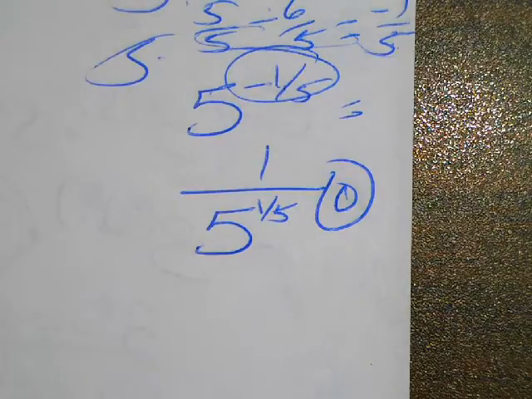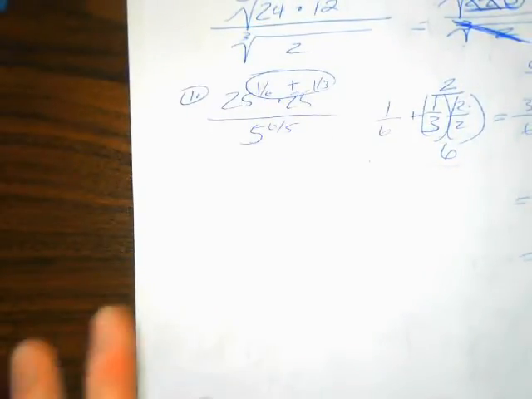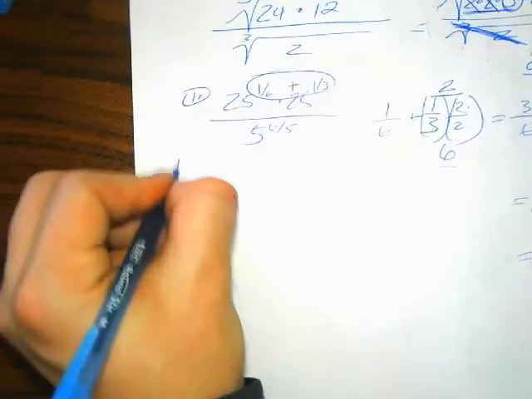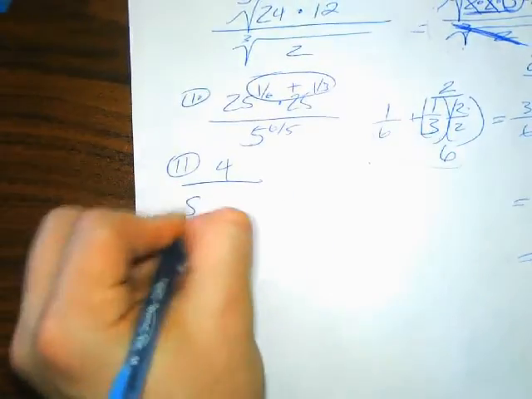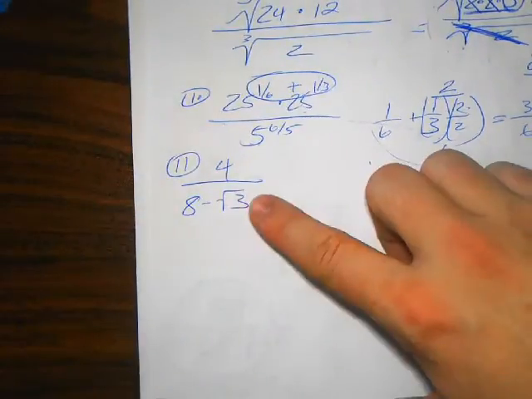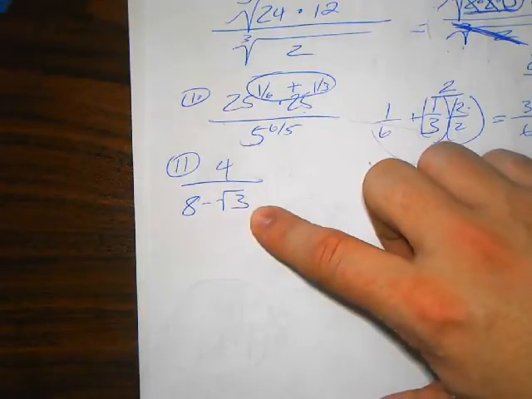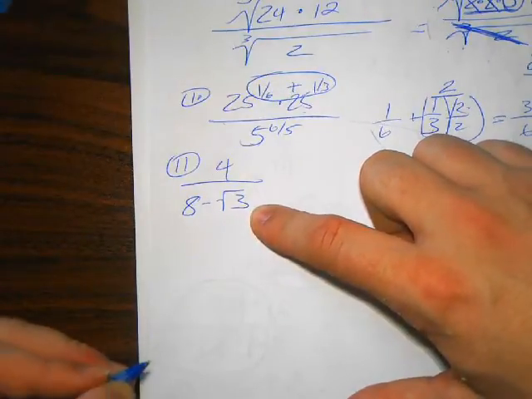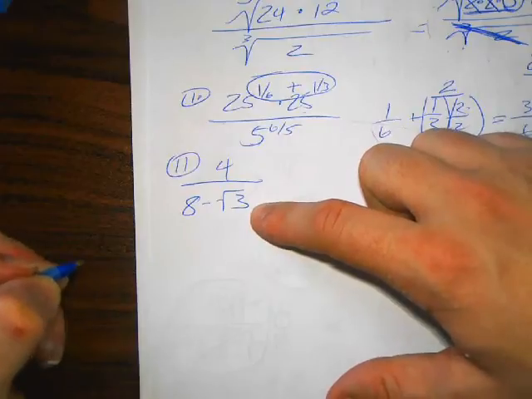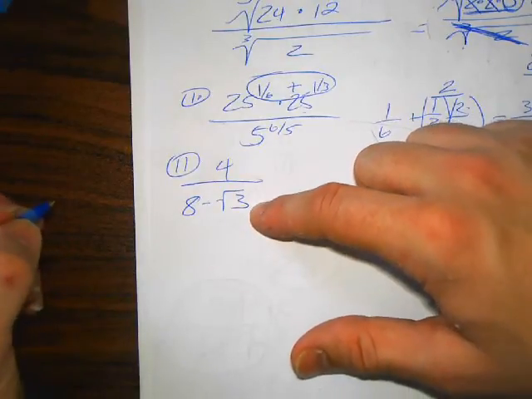All right, number 11 is going to show up on the quiz. And we didn't specifically go through it in class, so I definitely want to address it now. Number 11 says 4 divided by 8 minus the square root of 3. And remember that we cannot have square roots in the denominator ever as a simplified answer. So we're going to have to multiply this by what's called the conjugate.